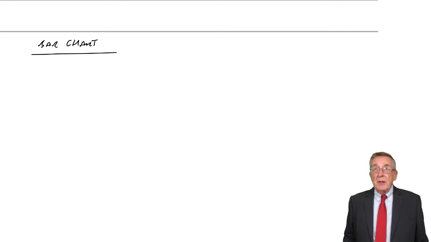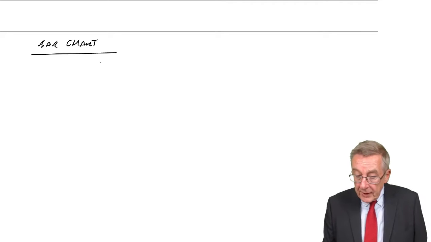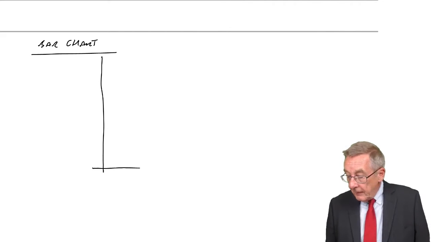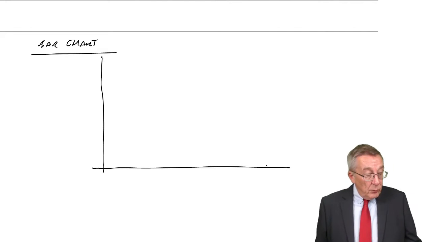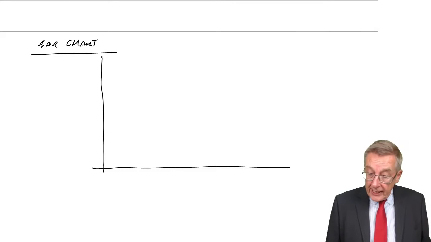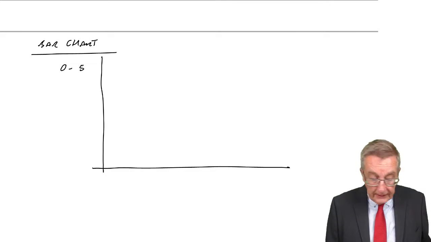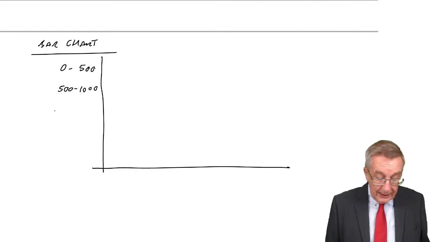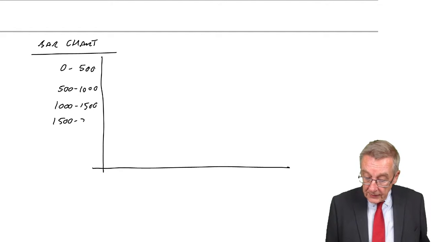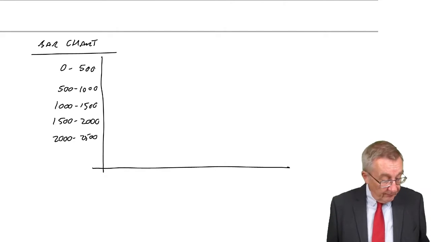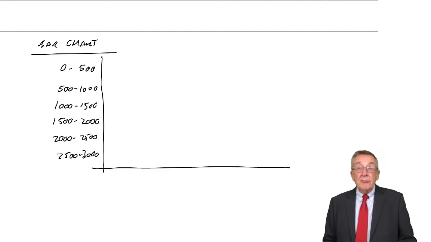I'm not going to waste time here with a ruler, so it won't be pretty, but for a bar chart of the information in that table, what have we got? The various ranges: 0 to 500, 500 to 1,000, 1,000 to 1,500, 1,500 to 2,000, 2,000 to 2,500, 2,500 to 3,000. So there are the different groups, the different ranges.